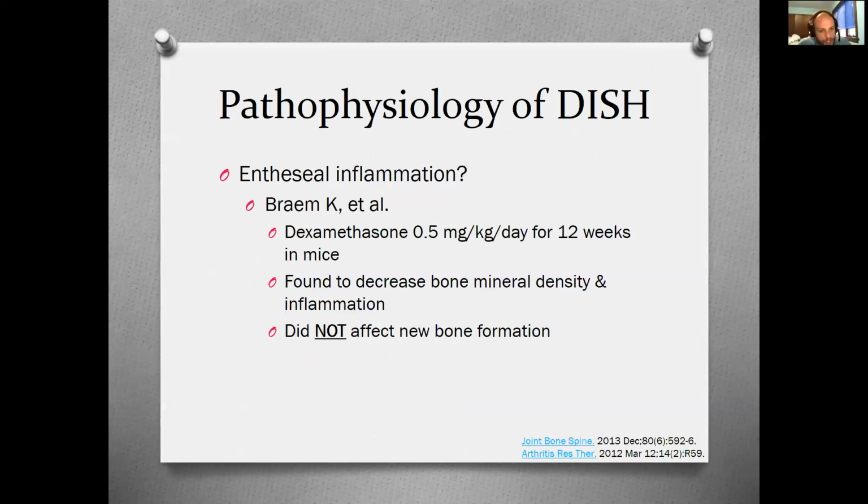How does DISH happen? So it's characterized, as I said, as ossification of the ligaments or the entheses of the spine. So the entheses are essentially the attachments of bones to the ligaments and tendons of the spine. And it was believed that entheseal inflammation was the reason why we developed DISH. But it appears that it's not required in the development of DISH.